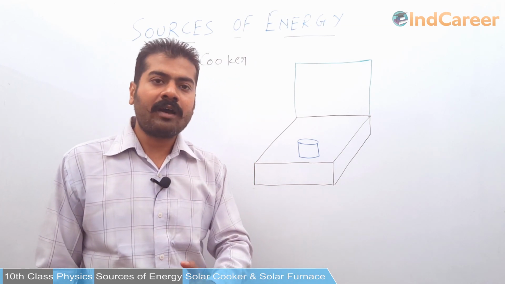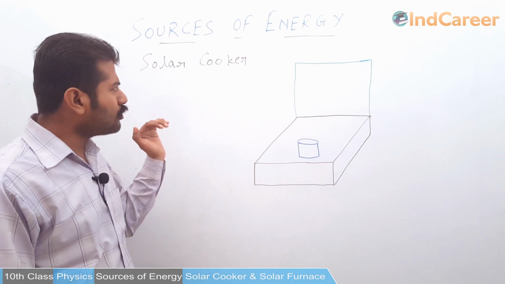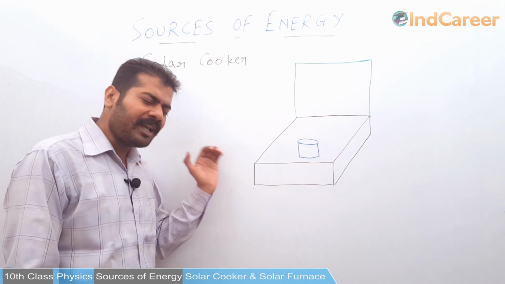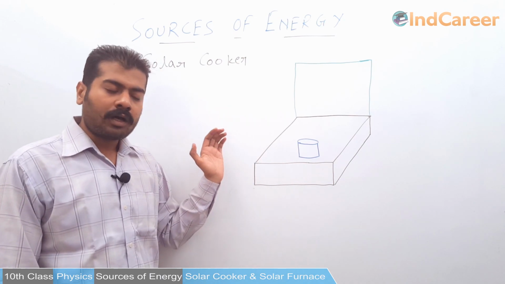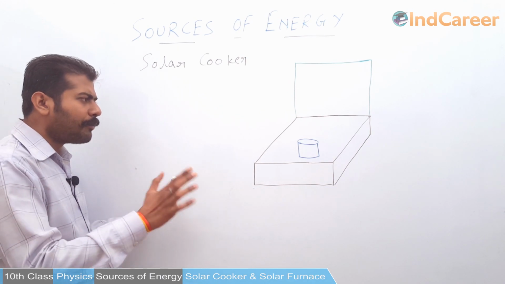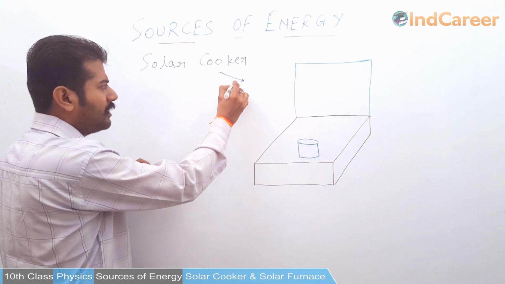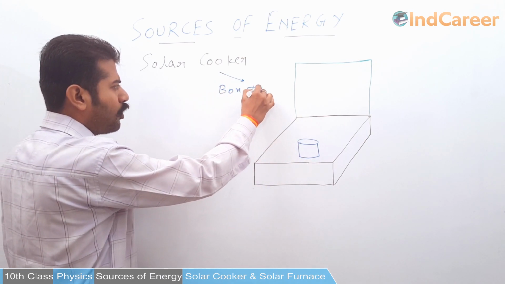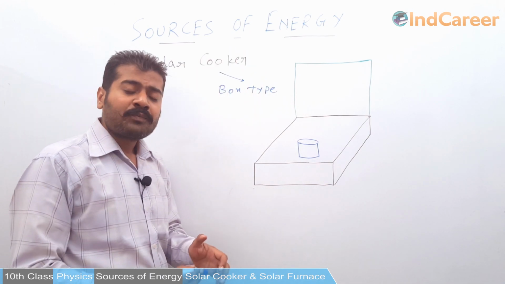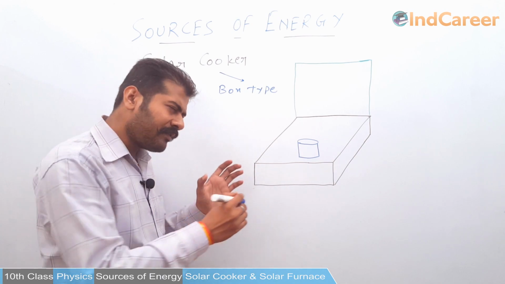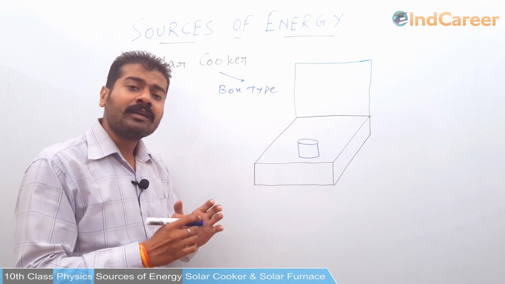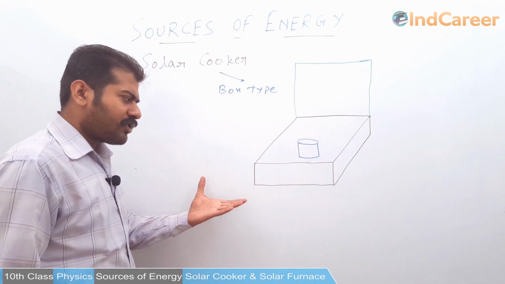In the very first we have the solar cooker. The solar cooker is used to cook foods. Two types of solar cookers are there. First one is the box type. This is a box type solar cooker, and the second one is the concave reflector type solar cooker. We will see how these two solar cookers work, but the function of the two cookers is the same. So let's see the constructional features first.